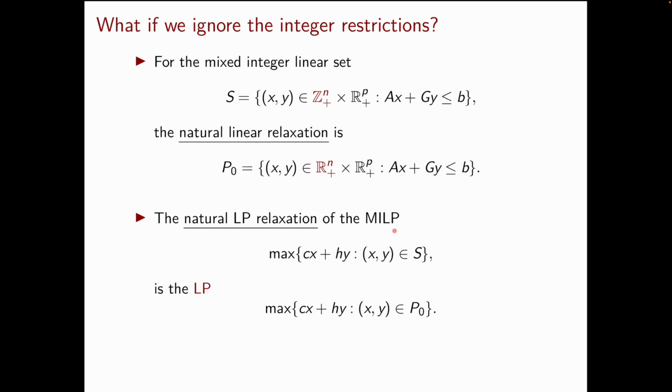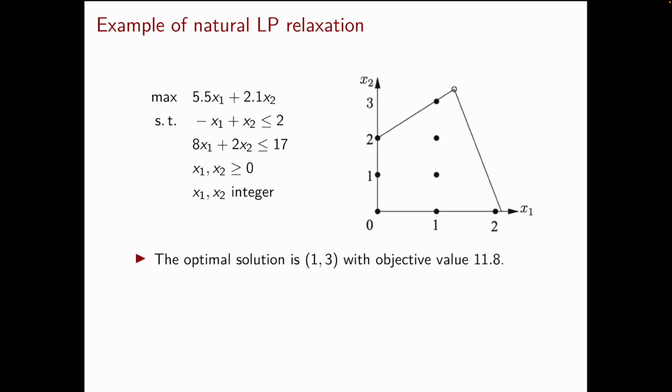Correspondingly, if we look at the mixed integer linear program max cx plus hy with (x, y) in S, we define its natural linear programming relaxation to be the linear program where the feasible region S is replaced by the feasible region P0, which is a polyhedron. In this slide, by throwing away the integrality constraints, we transform the mixed integer linear program into a linear program. So a natural question is, what happens if we solve, instead of the mixed integer linear program, the linear program that we just obtained? Let's look at an example in dimension 2.